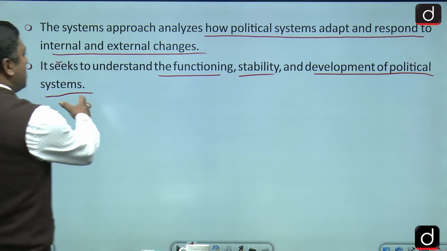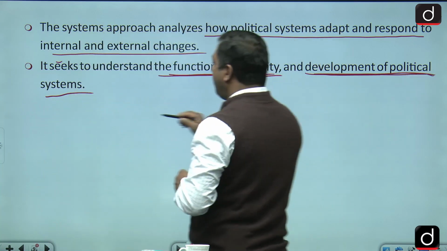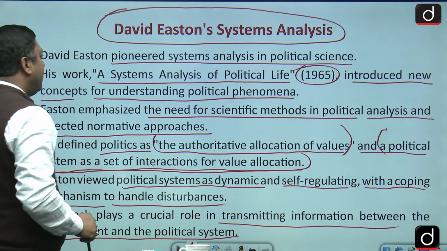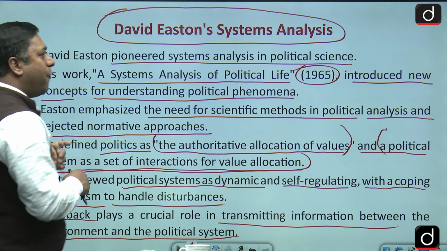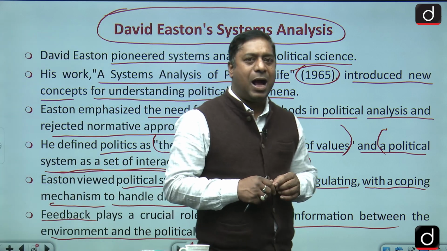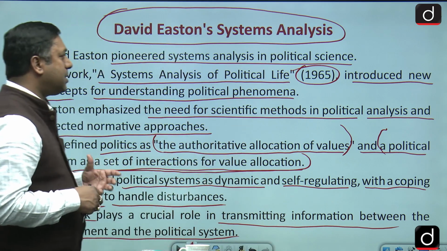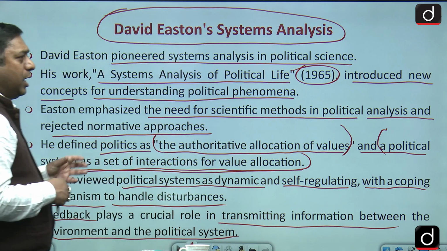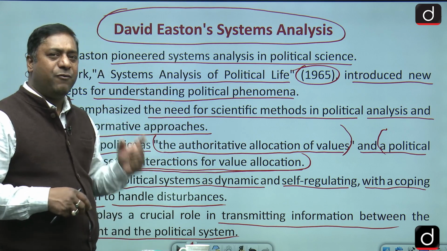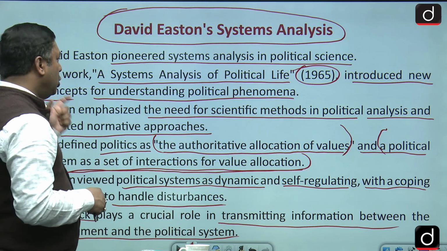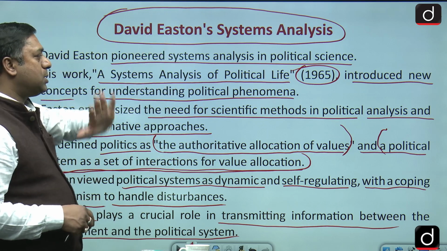And it also seeks to understand the functioning, stability and development of political systems. But when we are talking about the system approach, we cannot forget the role played by David Easton. David Easton was considered the pioneer of system analysis in political science. In his work, A Systems Analysis of Political Life, 1965, he talks about a new concept for understanding political phenomena, and this new concept is system analysis.